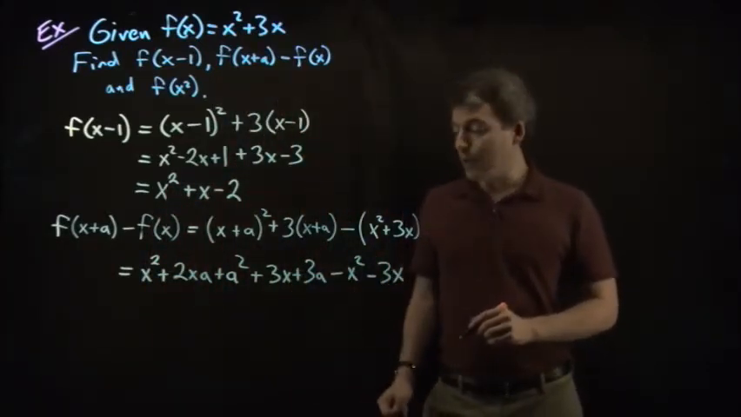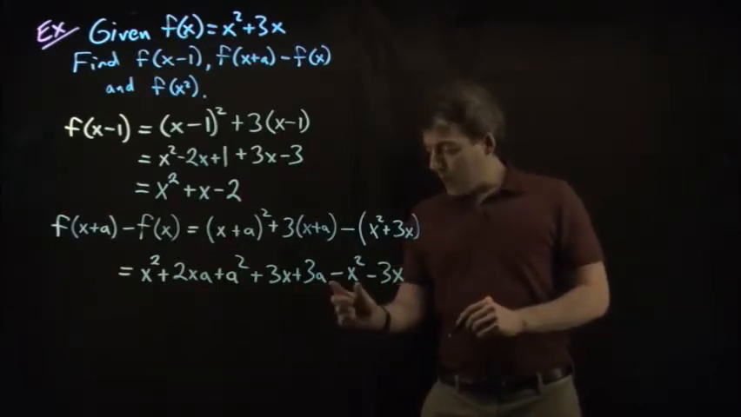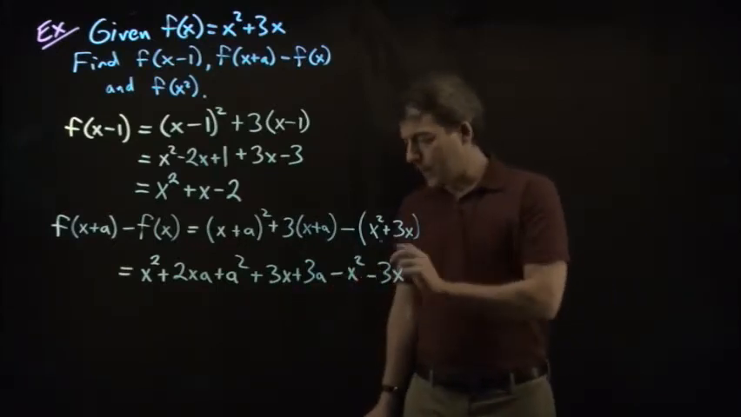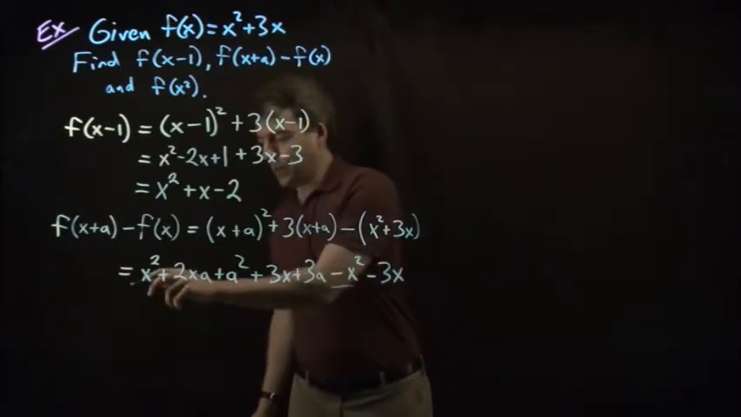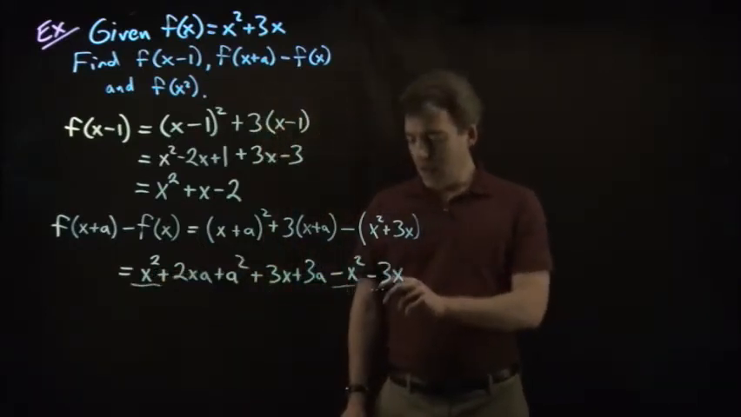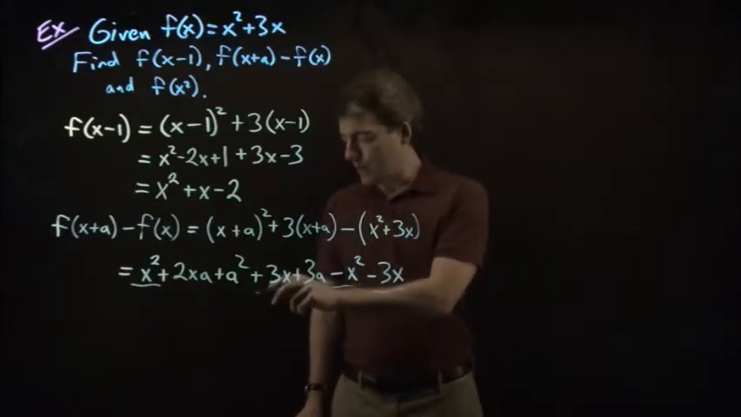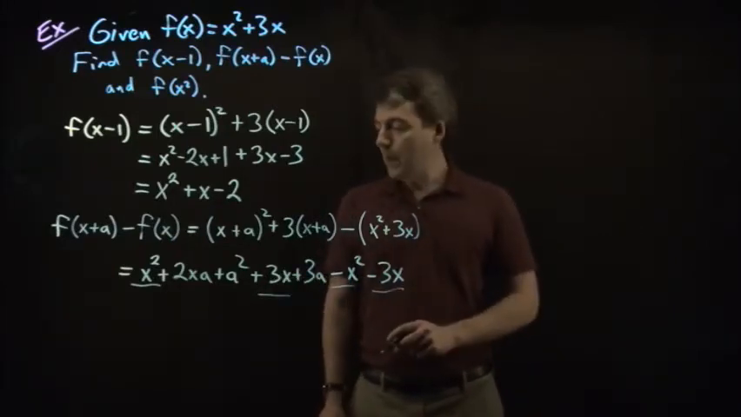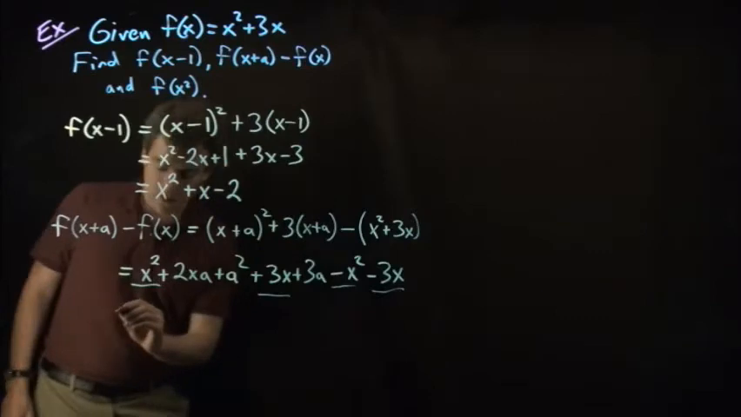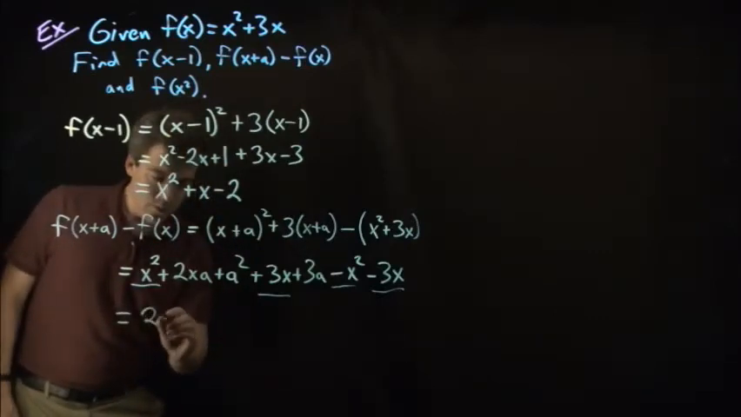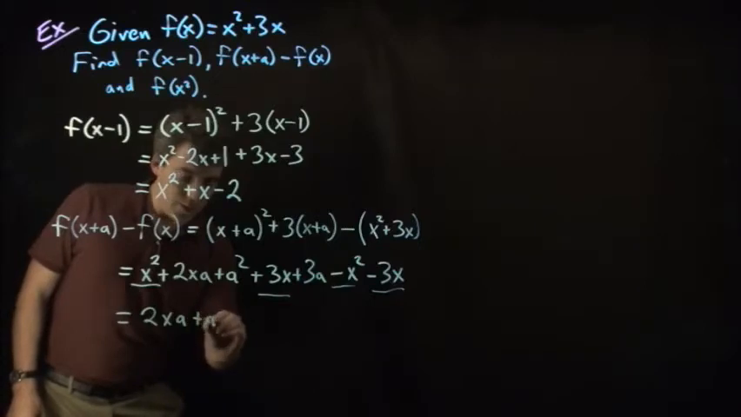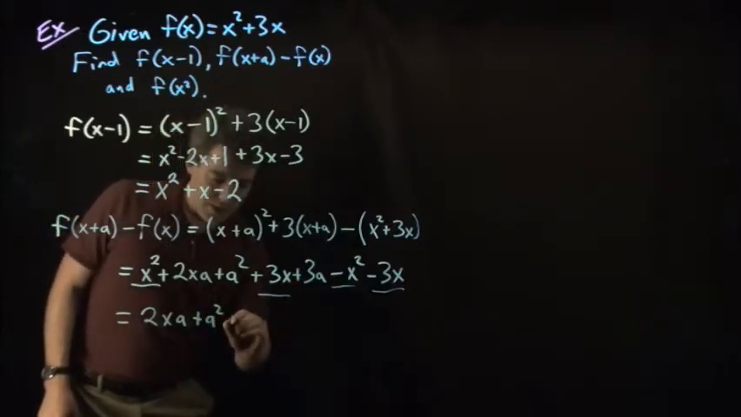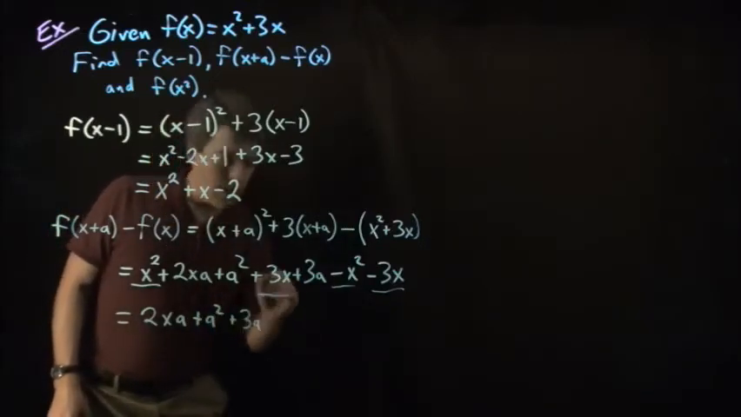Now we'll combine the like terms. So here we have minus x squared. That's going to cancel with the x squared. And minus 3x cancels with the 3x right here. And that leaves us 2xa plus a squared plus 3a.